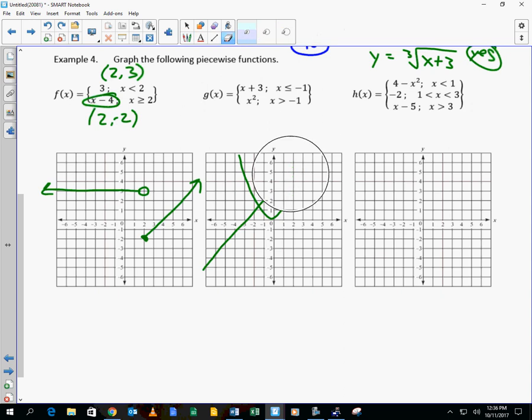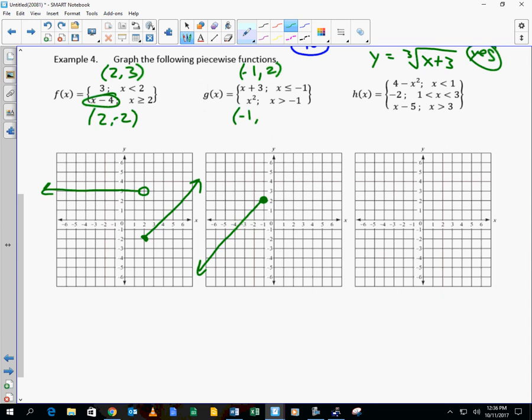So now, let's actually consider the endpoints. Where does the disruption happen? What x value does the disruption happen at? So I'm going to plug negative 1 into x plus 3. What do you get? 2. Open or close circle at negative 1, 2? Closed. Now I will draw it with a slope of 1. And I have to draw it down this way because we're going for x values that are less than negative 1.